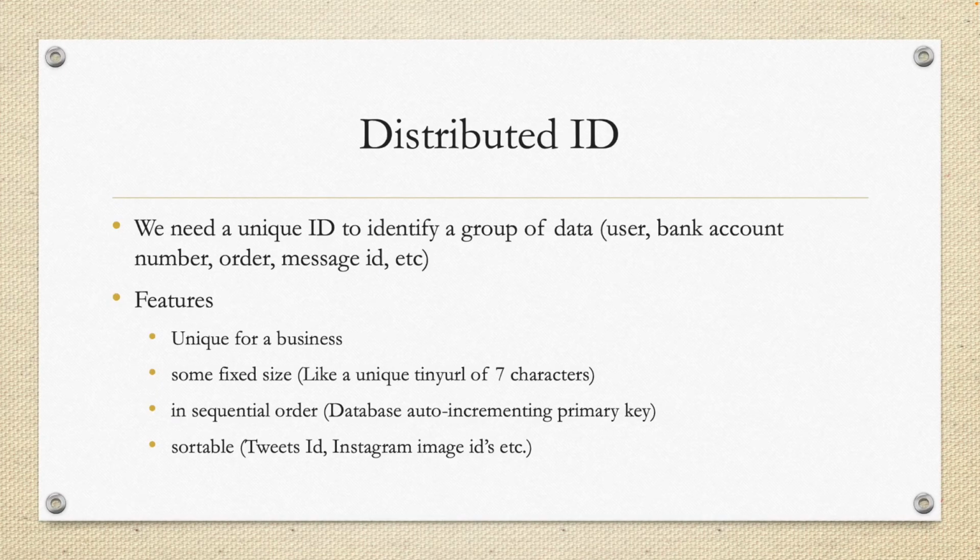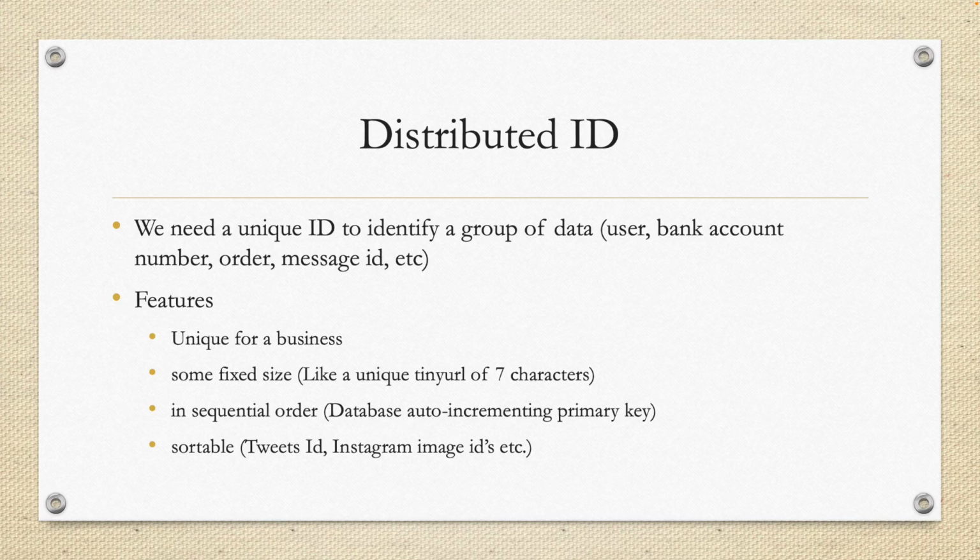When we want to build a large distributed system, we need a unique ID to identify a group of data. For example, we need an ID to identify each user, bank account number, order, message ID, etc. Thus, we need to build a distributed ID system. It should provide the following features. First, the ID must be unique for a single business.